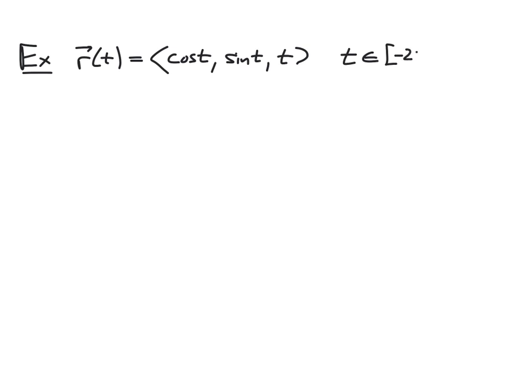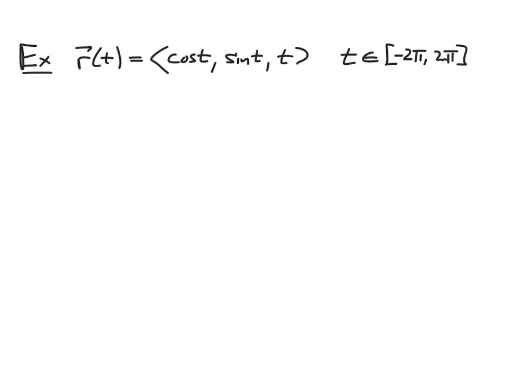Okay, so let's look at an example. So let's consider the vector function R of t defined by the component functions cosine t, sine t, and t. Right? And this always has to come with some interval. So let's say we want to define this with t in the interval from negative 2 pi to positive 2 pi.